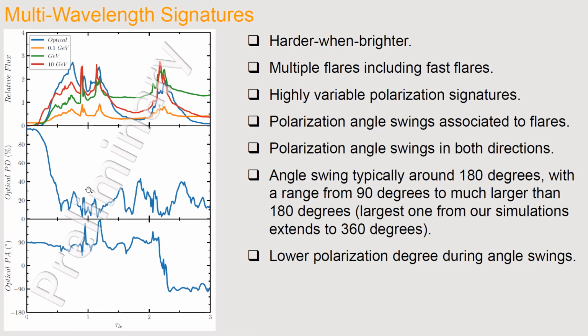At the same time, the optical polarization signatures can be highly variable. In some cases, we see polarization angle swings, and they are always associated to flares. The swings can go in both directions, even in one reconnection simulation, and the amplitude is typically around 180 degrees. But in some cases, the amplitude can go from about 90 degrees up to 360 degrees in our simulations. In principle, it can go even beyond that, but such events should be very rare, and the reason will be revealed in the next slide. During the swing, polarization degree typically drops.